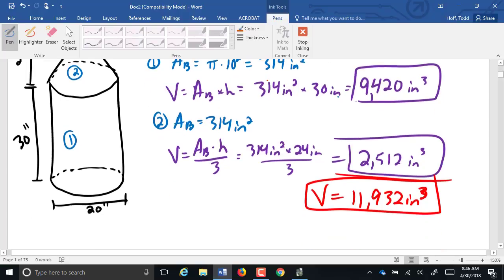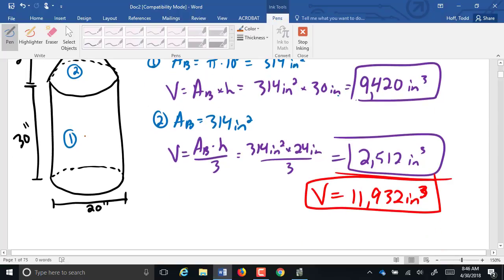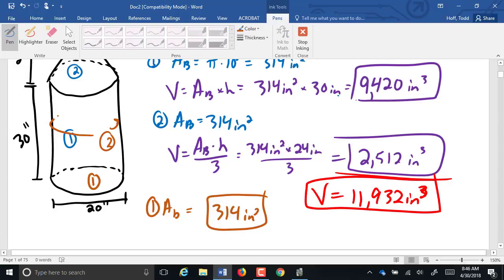Surface area. There are two pieces. Well, technically there's three pieces. One is the area of the base, which we've already found to be 314 inches squared. Two is going to be the lateral area of the cylinder, which is just that area that wraps around the cylinder.